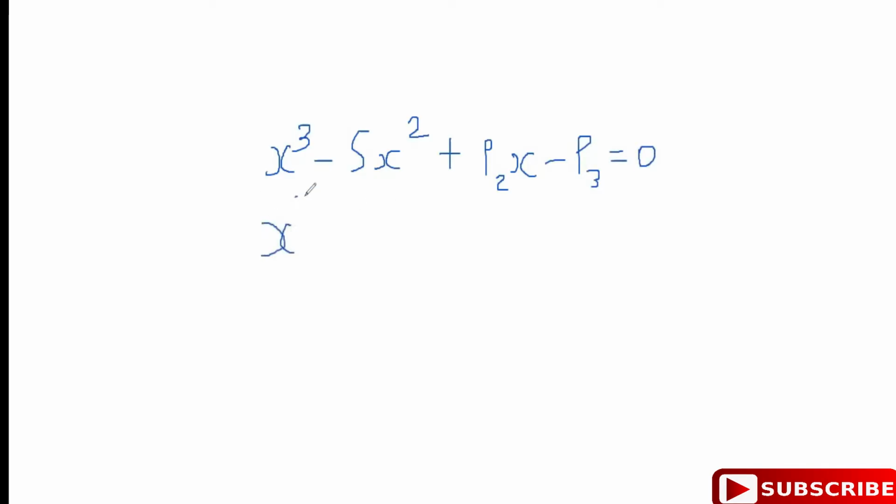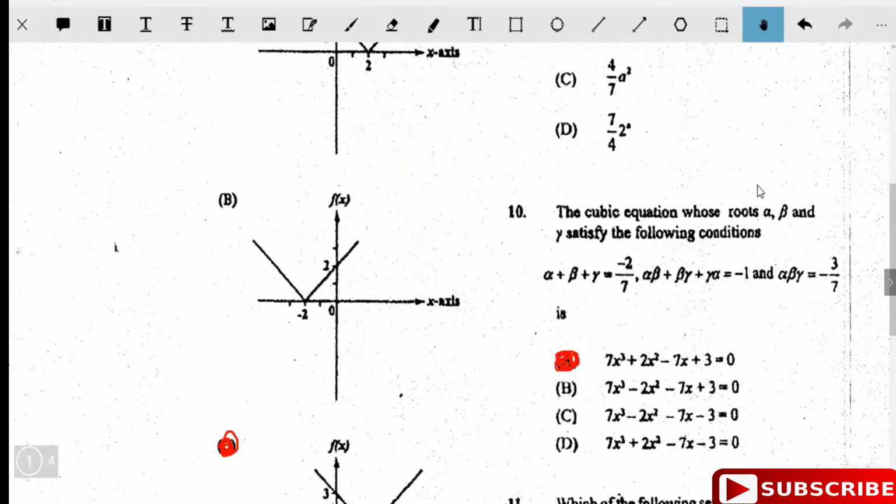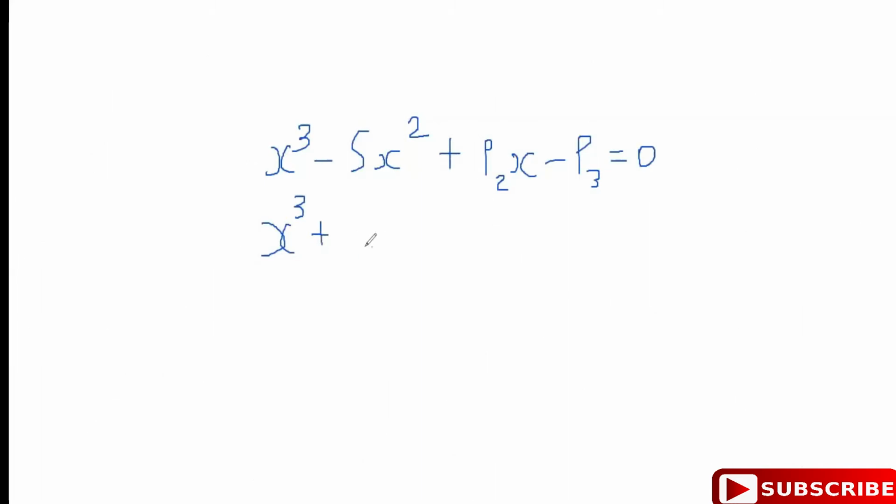And so it is x cubed minus, now the sum of the roots as it was given was minus 2 over 7. And so minus and minus become plus 2 over 7 x squared. Then it was minus 1. And so the product by 2 of the roots was minus 1. So we get minus x. And the product by 3 was minus 3 over 7. And so minus 3 over 7 becomes plus 3 over 7.